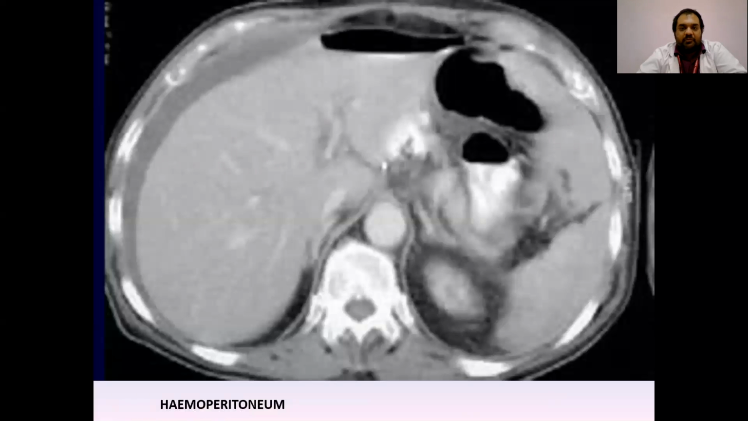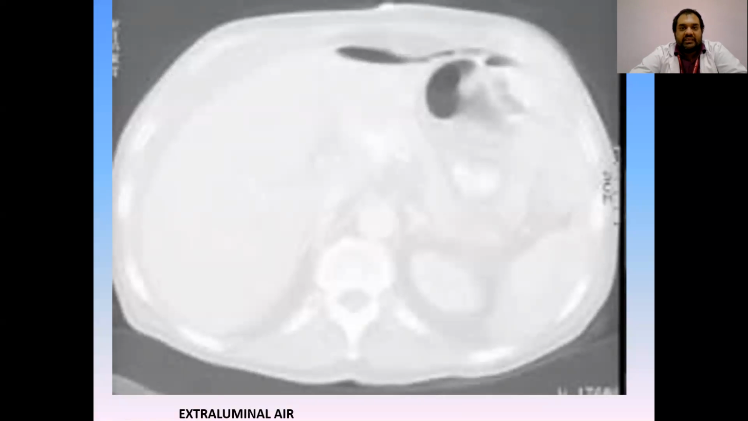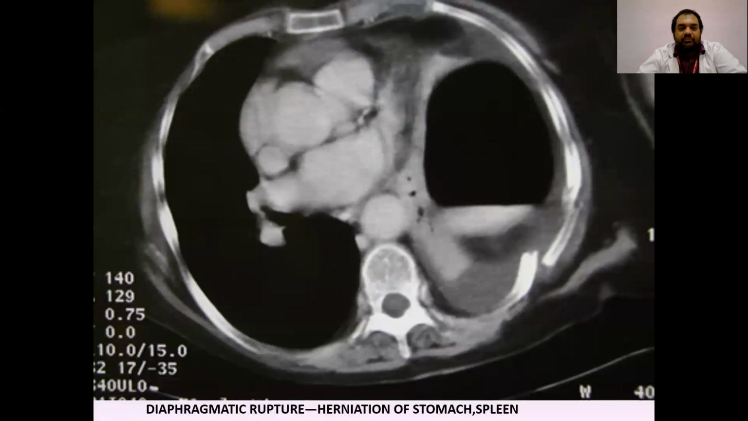Diagnosis is hemoperitoneum. In this section, this is the mediastinal window showing the extraluminal air. And this section of the CT abdomen showing the diaphragmatic rupture as evidenced by the herniation of the stomach and the spleen. You see the huge stomach herniating here in this section.